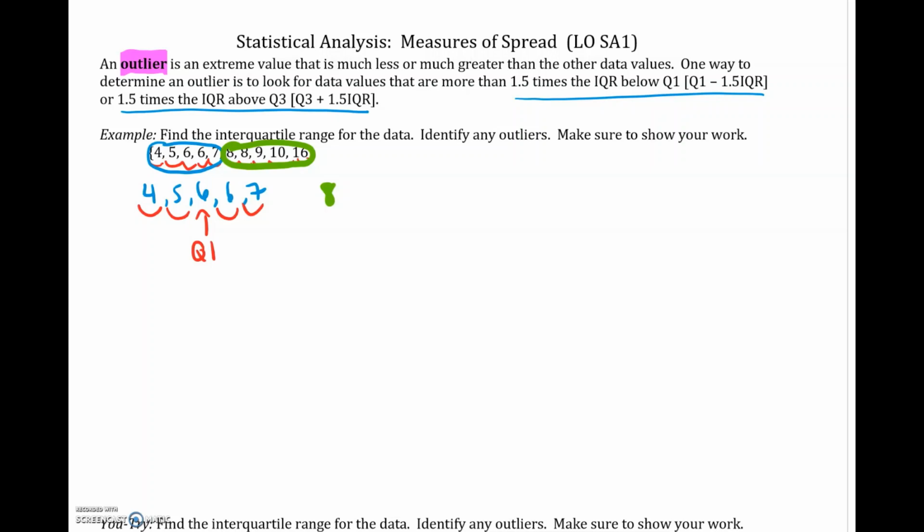And that second list, we have 8. Oh, sorry. All right, let's try that again. So we've got 8, 8, 9, 10, and 16. Same deal. Let's go ahead and count to that middle. And then we have a very clear winner. There's that middle value. There's 9. That's my Q3. So then I can go ahead and find my IQR.